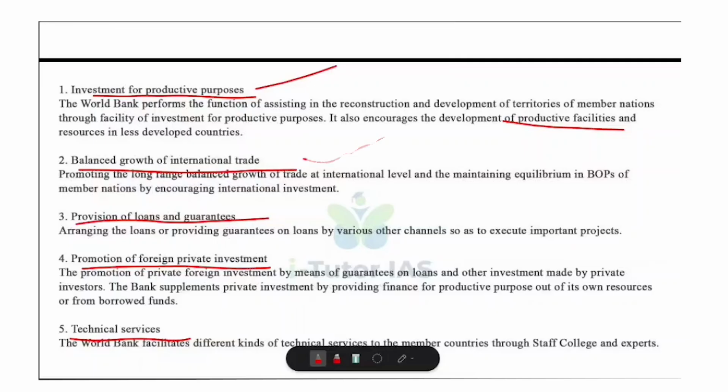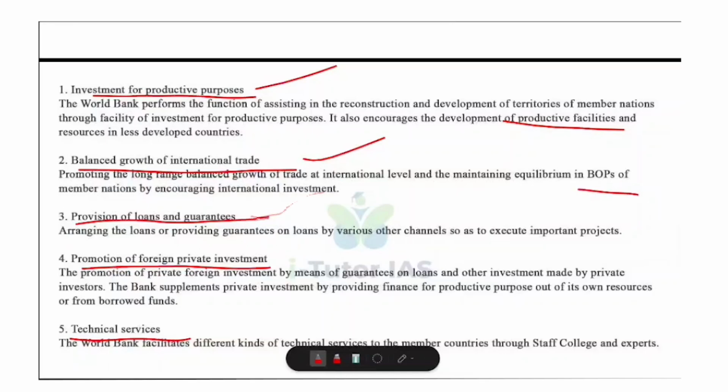Now, balanced growth of international trade. That means it promotes long-term balanced international trade and it helps maintain BOP equilibrium by encouraging international investment. For example, loans to improve export-oriented industries.